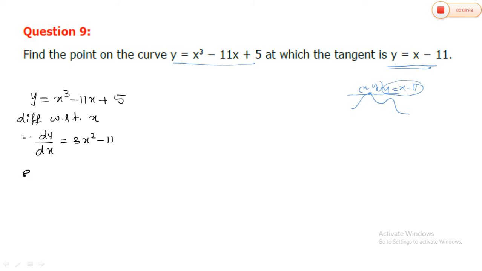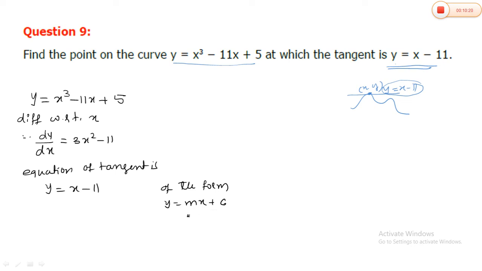The equation of the tangent is y equal to x minus 11. Therefore, it is of the form y equal to mx plus c. Here the coefficient of x, that is m, is equal to 1. This implies m equal to 1, so substitute this value.